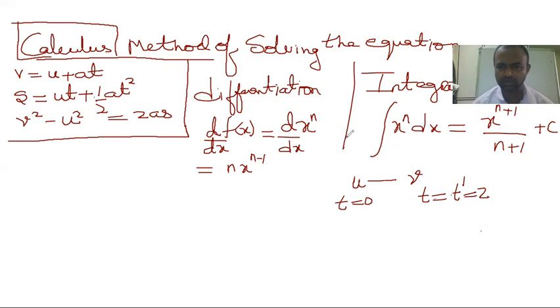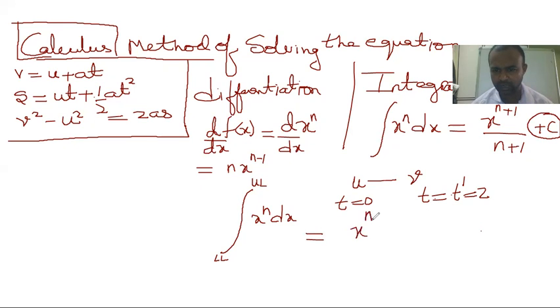So what changes is the same integral sign with an upper limit and a lower limit, with the same x power n dx. Okay, so the constant of integration will not exist. Why? Because when you do this, what you eventually get is x power n plus 1 divided by n plus 1. But here is the change: you put in the upper limit and lower limit.